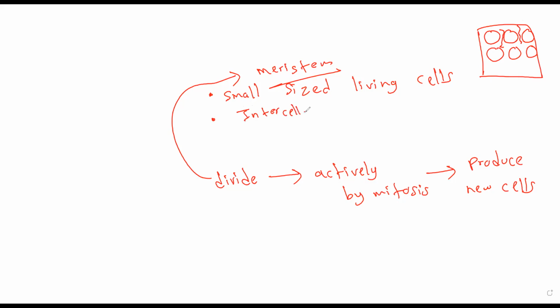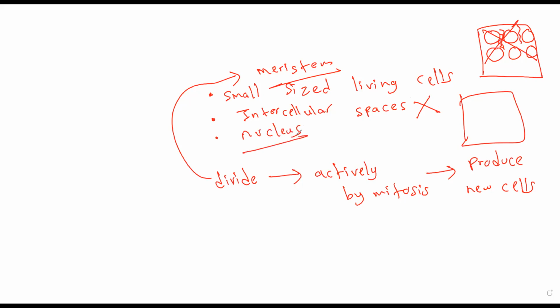Intercellular spaces. If you take the meristematic tissues, they won't have these spaces. Meristematic tissue will not have the intercellular spaces. They don't have, and they don't need also. They don't have intercellular spaces and they don't need intercellular spaces. So that is the second feature. Yes, they have small size living cells and they don't have intercellular spaces and it is not important for them. Third feature, children, they have nucleus.